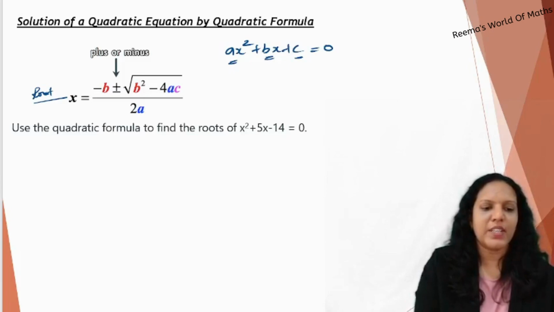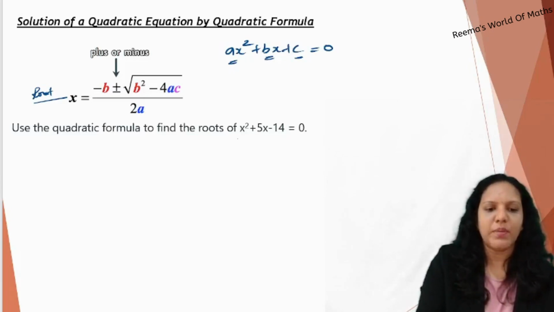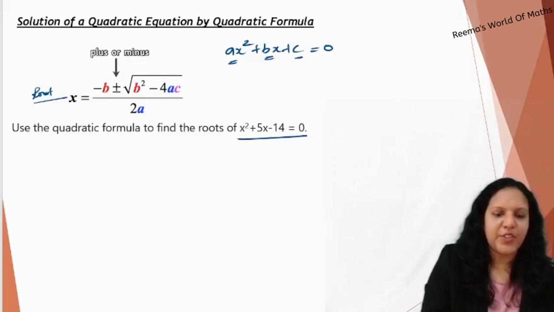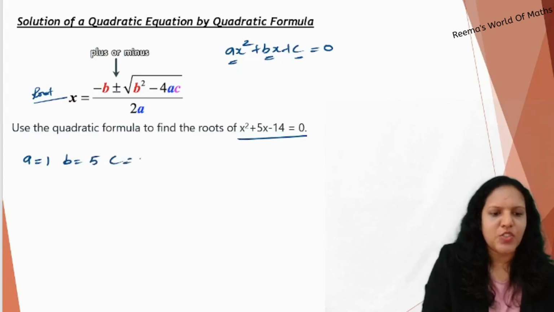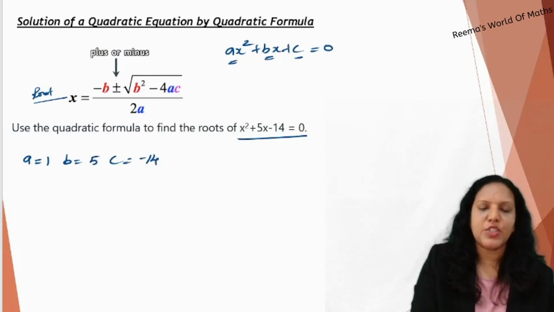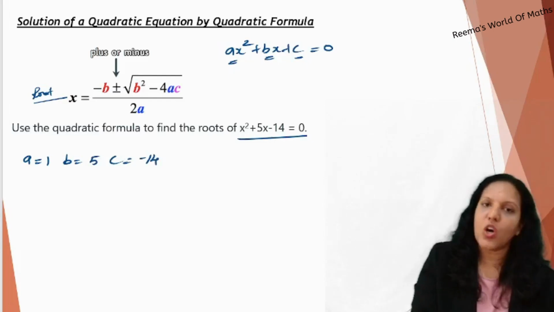Use the quadratic formula to find the roots of x squared plus 5x minus 14 equals 0. Now let's identify which is a, b and c. In the given equation, a is equal to 1, b is equal to 5 and c equals minus 14, where a is the coefficient of x squared, b is the coefficient of x and c is the constant term.